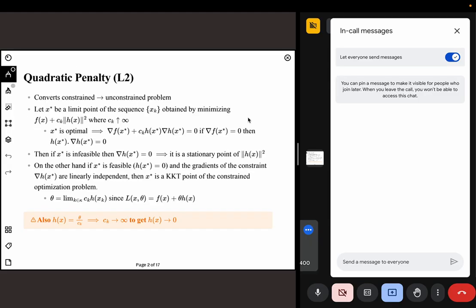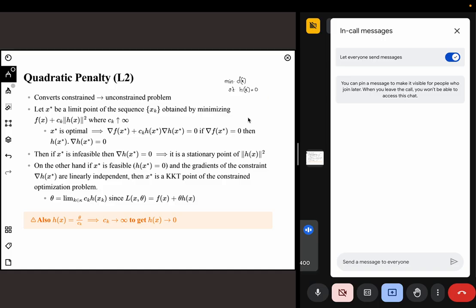The first one is the concept of penalty, which we discussed even last week. The aim is to convert a constrained problem to an unconstrained problem. The first case is a quadratic penalty term, that is, L2. You want to minimize a function f of x subject to the constraint. So the problem is: minimize f of x where h of x equals 0. Let's say we have only the equality constraint.